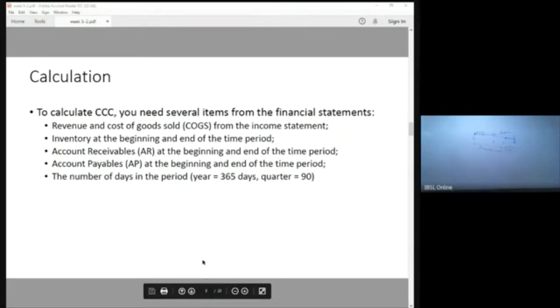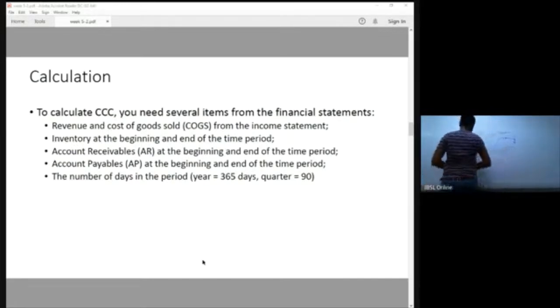To calculate cash conversion cycle, you need several items from the financial statements. Right? So these items you will need, you have to look at both the P&L as well as the balance sheet. You need the revenue figure, right? Annual revenue. What is your turnover? Then the cost of goods sold. Right? Remember, cost of goods sold is the opening stocks plus purchases minus the closing stocks. It gives you cost of goods sold, isn't it? The P&L. Sorry.